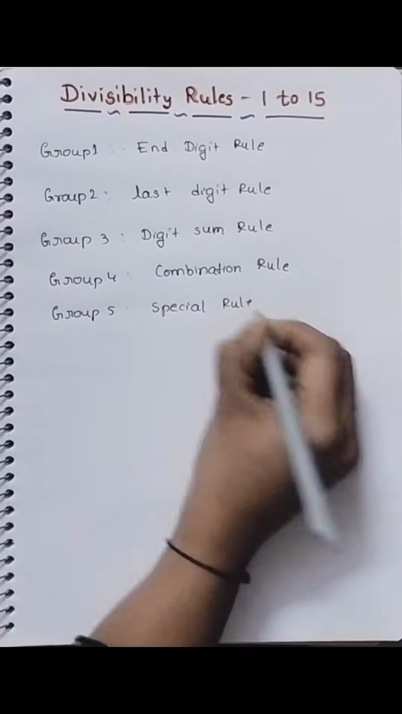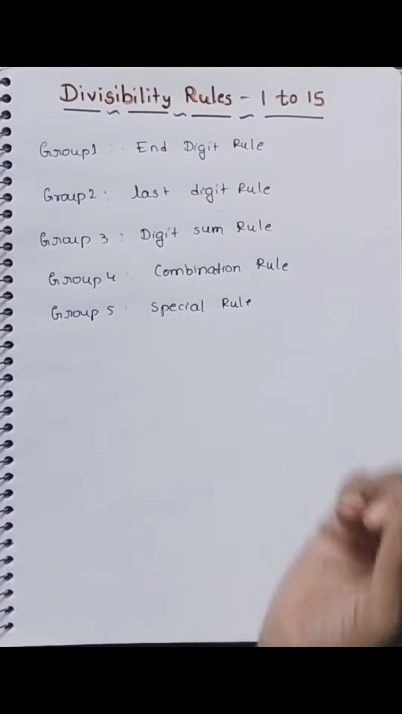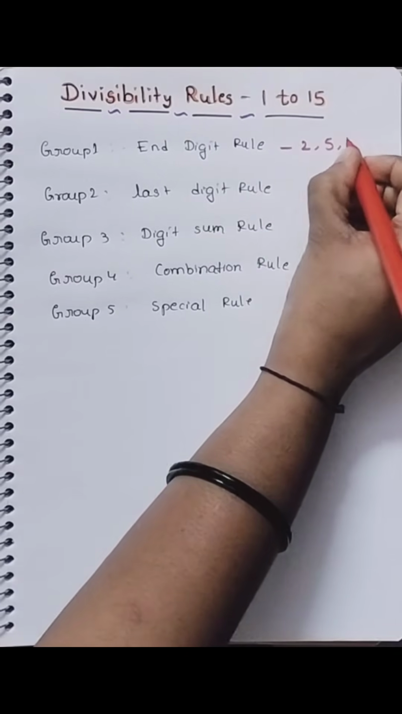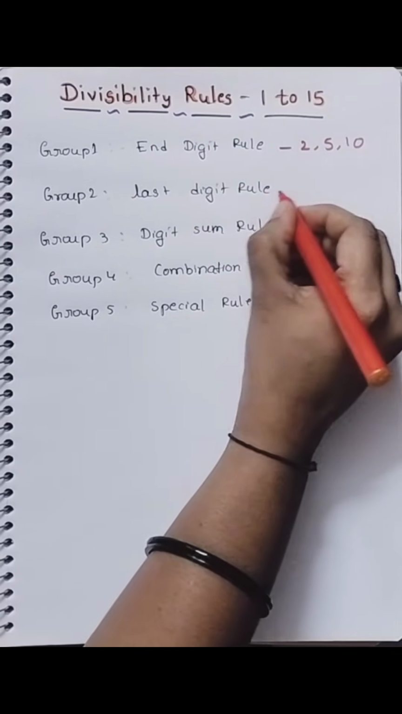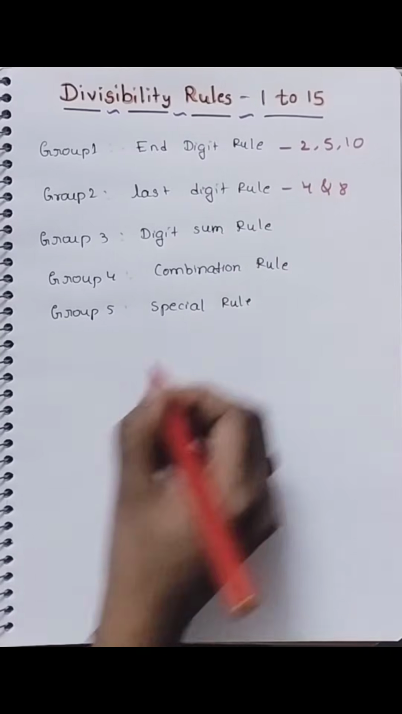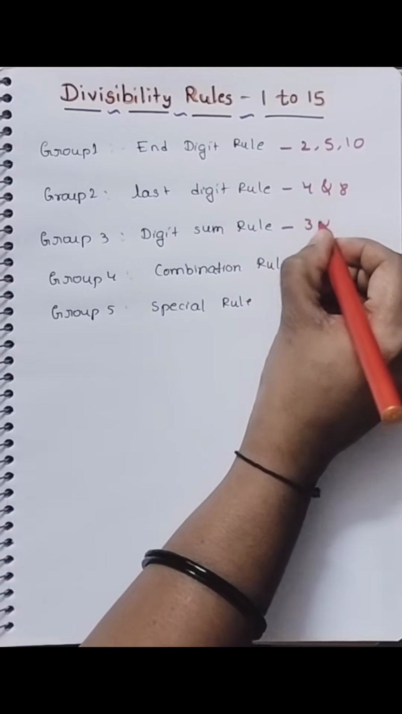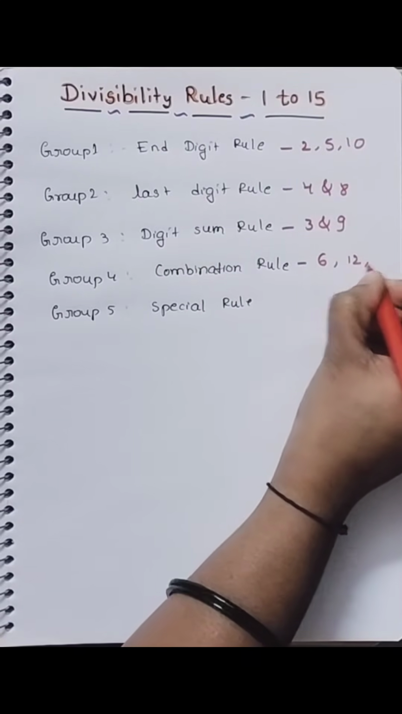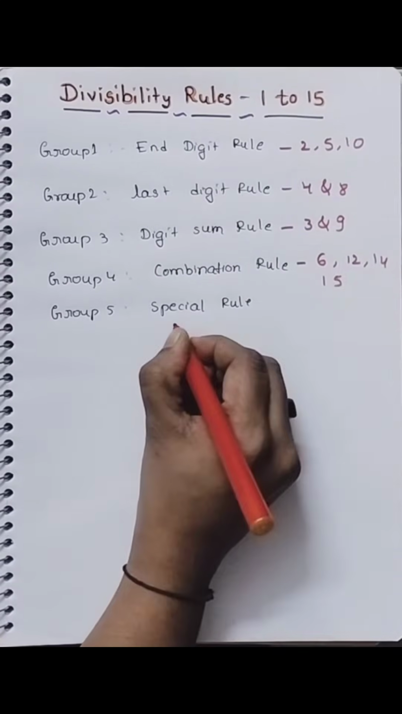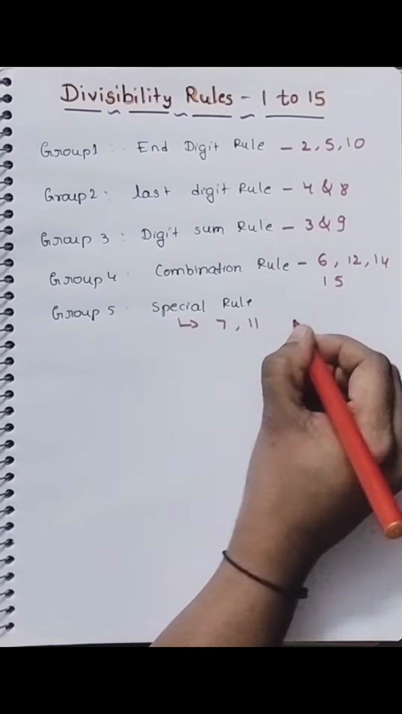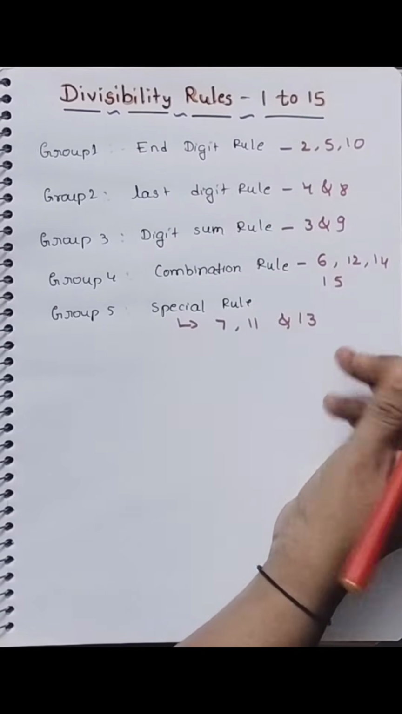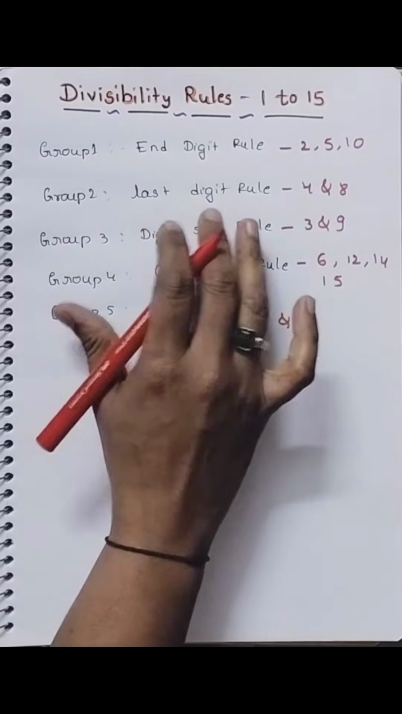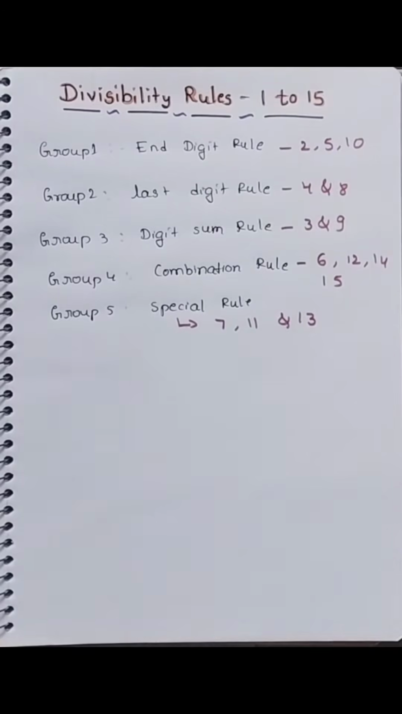So now you know what the different groups are, but which numbers come under these groups we don't know yet, right? In end digit rule, 2, 5 and 10 will come, and in last digits rule, 4 and 8 will come, and in the digit sum rule we'll get 3 and 9, whereas in combination rule we'll get 6, 12, 14 and 15, whereas in special rule 7, 11 and 13. So these are the numbers which come under these groups, and how to identify whether a longer number is divisible by these numbers we'll study next.